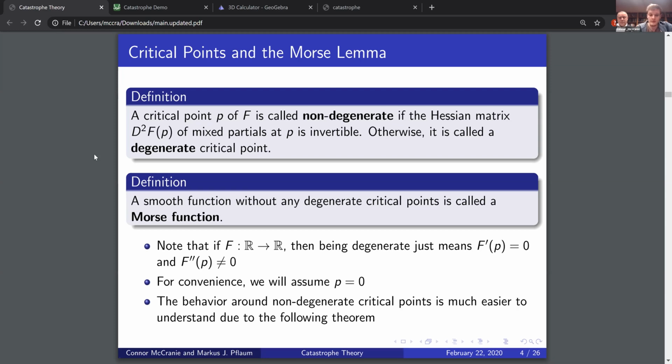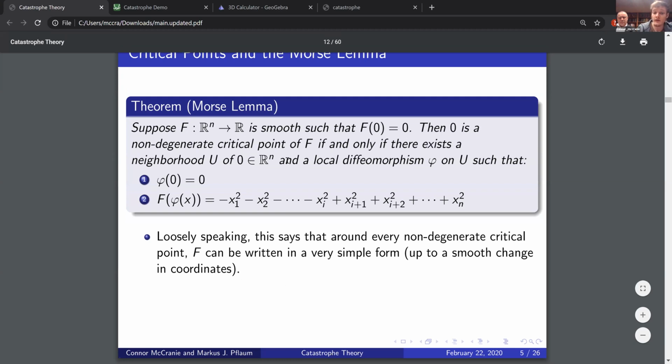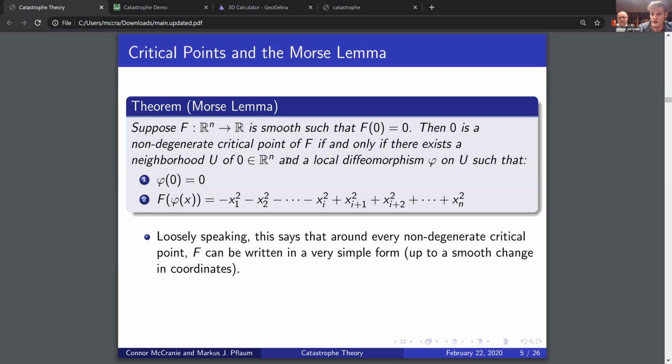And so the behavior around non-degenerate critical points is actually pretty well understood. There's the following theorem called the Morse lemma. Suppose we've got a smooth function of n variables, and f of 0 is 0. Then 0 is a non-degenerate critical point of f if and only if there exists some neighborhood of the origin and some local diffeomorphism, which fixes the origin, such that when I compose with f, I get into this form.